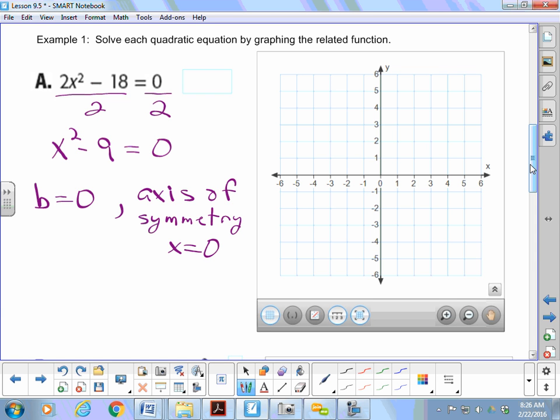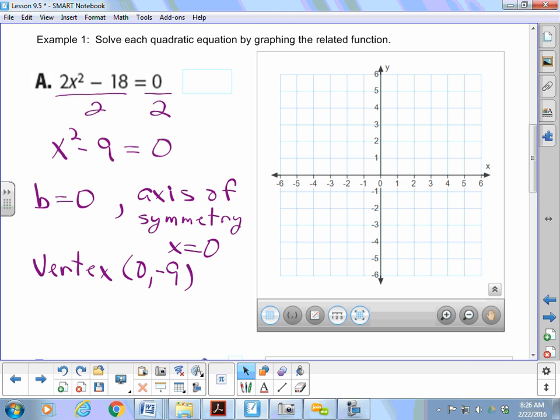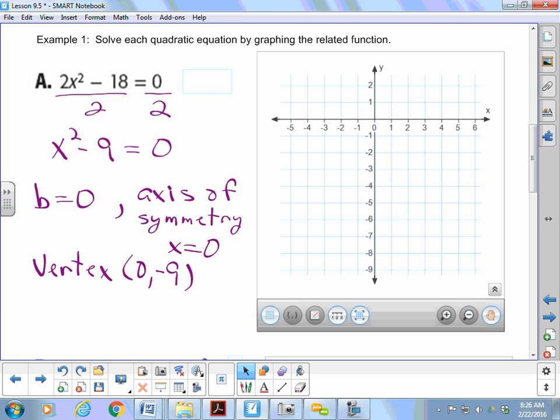Okay, so if I put 0 in here for x, what do we get? What's 0 squared? 0. And 0 minus 9 is? All right, so our vertex is going to be 0, negative 9. All right, so I need to change my picture here. Got it. Okay, because my vertex is at 0, negative 9. Okay, now, well, that's also my y-intercept, isn't it?